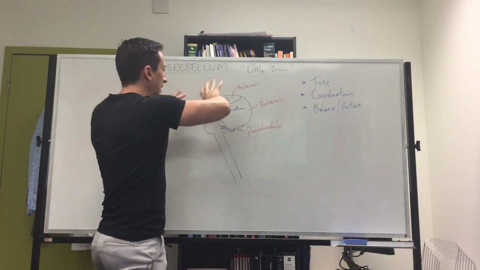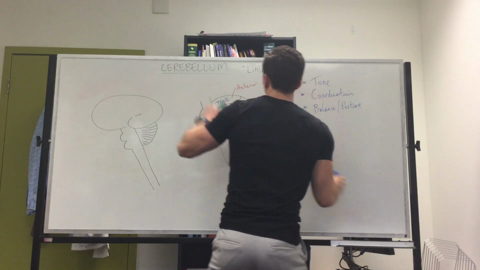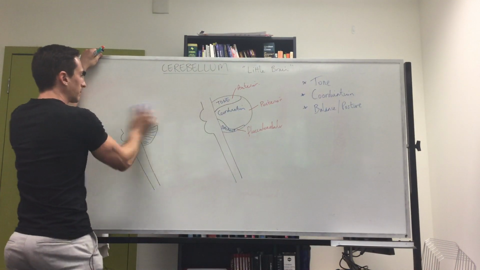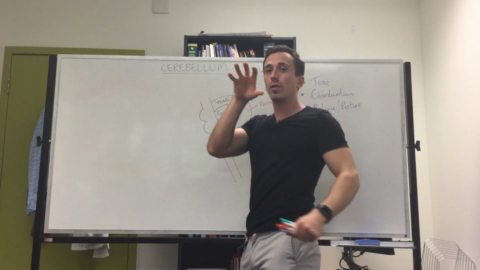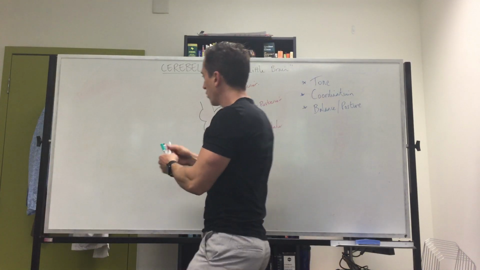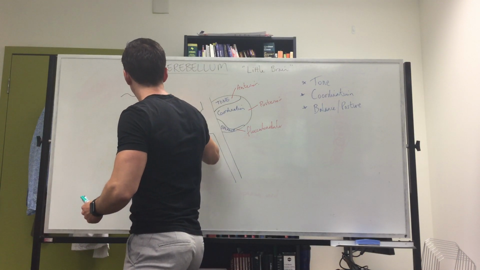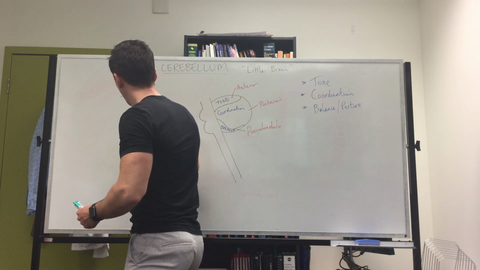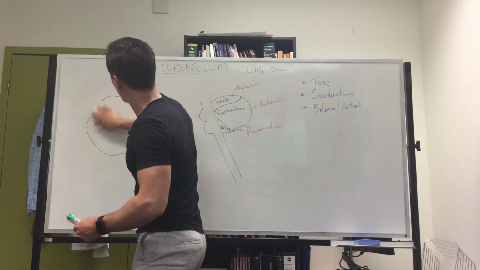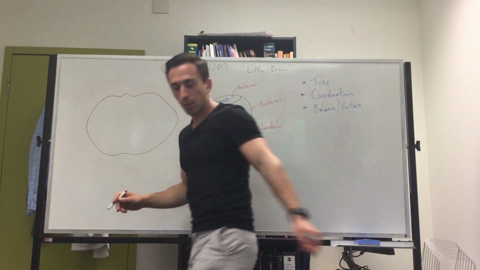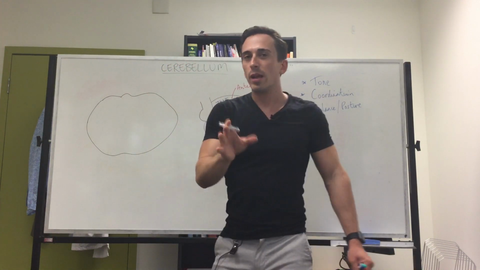What I want to do is draw this again from another angle. I want to draw this from a posterior view now. Let's draw it over here so that we can compare the two. So if we were to draw the cerebellum from behind, or a posterior view, couple of things.